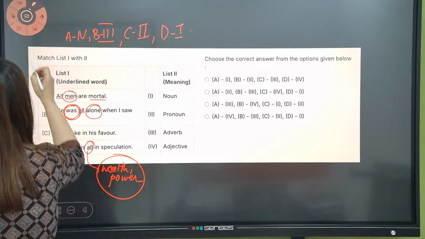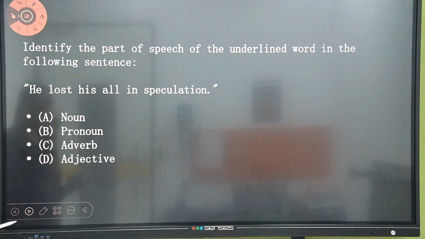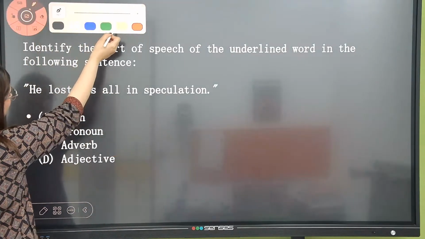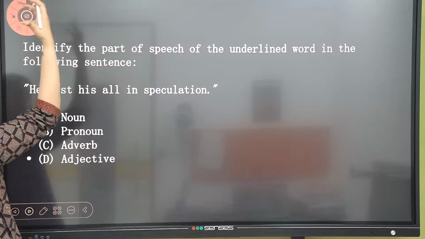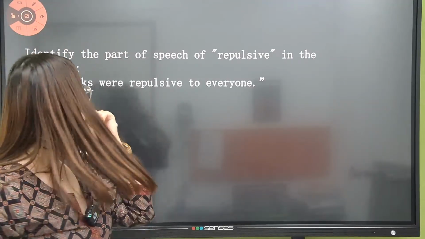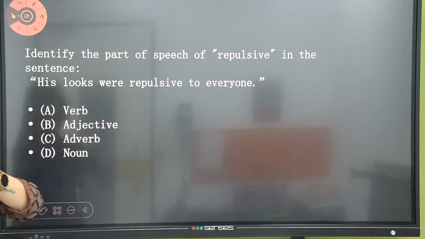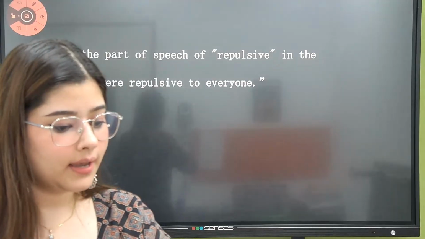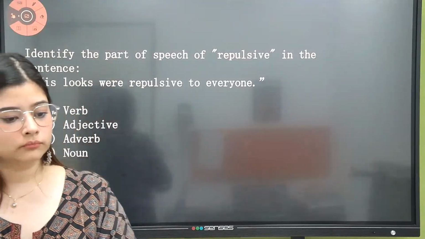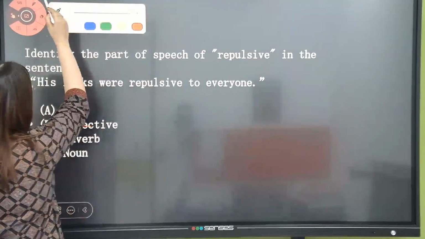So these are the types of questions that one can expect. Next, identify. Again, same. He lost his all in speculation. Here, all refers to wealth or property or power. So it would be a noun. There is a repetition. Sorry for that. Next, identify the part of speech of repulsive in the sentence. His looks were repulsive to everyone. Any guess?